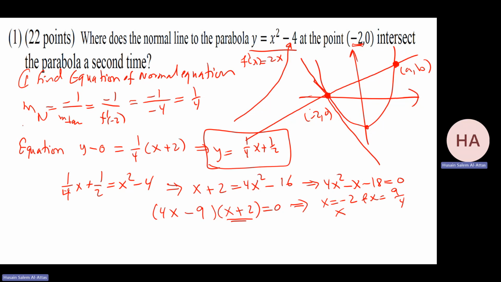This one is no need because it's already here. I want the second time, that x equals 9 over 4. So y will be what? Can plug it here, or in the curve, it will be the same. It will be 9 over 16 plus half, which is 17 over 16, correct? Yeah, this is 8 over 16. So the point is 9 over 4 and 17 over 16.